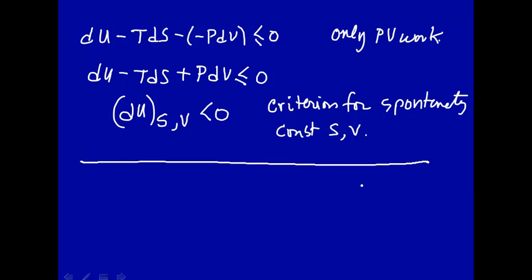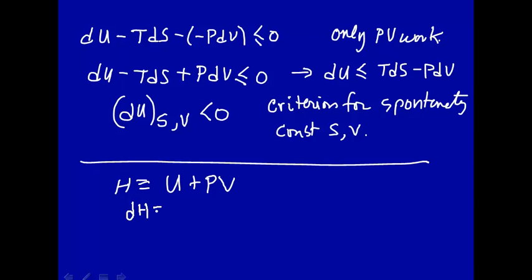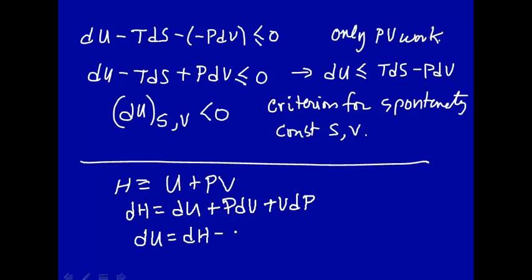So we'll start with the definition of enthalpy. H is defined as U plus PV. That's how we defined enthalpy. Okay, let's take the differential of H. dH is dU plus PdV plus VdP. Let's rearrange this to say that dU is dH minus PdV minus VdP.